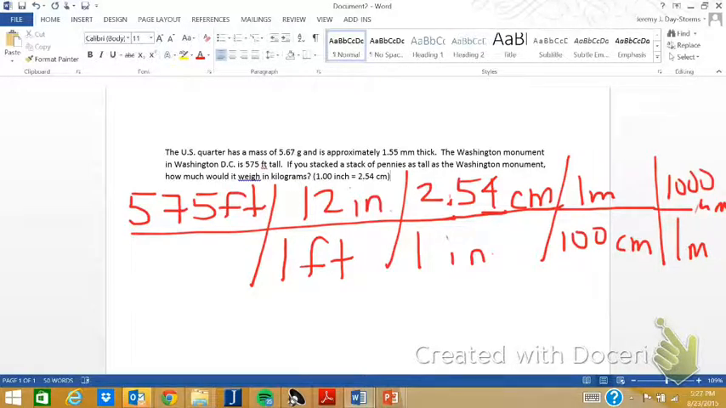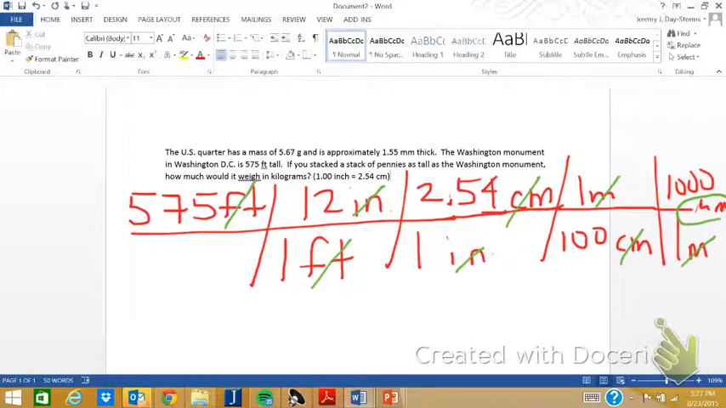Okay? So we're just trying to figure out how tall the Washington Monument is in millimeters. Now let's go through and check to see if our units all cancel out. You have a feet on the top and a feet on the bottom, so they're going to cancel. An inch and an inch, they're going to cancel. A centimeter and a centimeter will cancel. And a meter and a meter. So the only unit left is millimeters, which is what we want the height to be in.